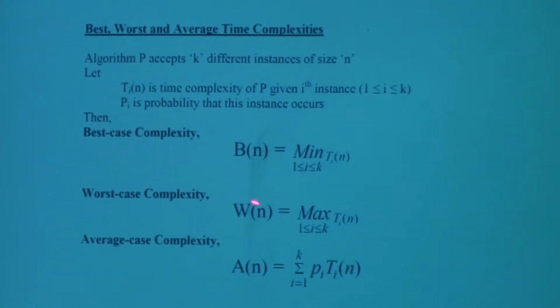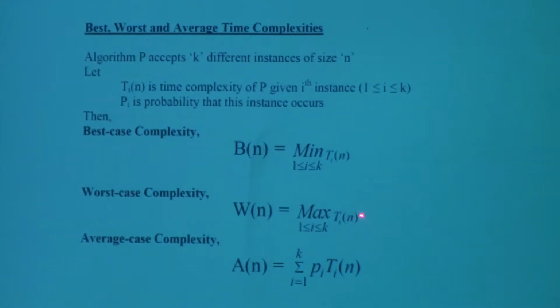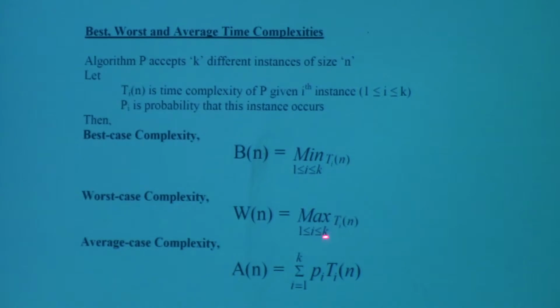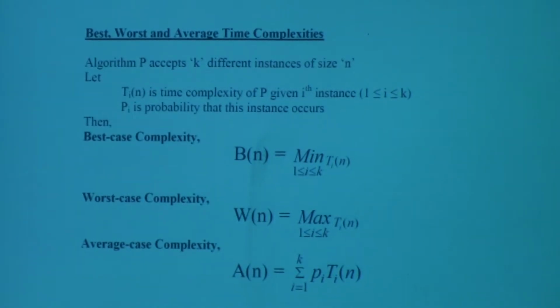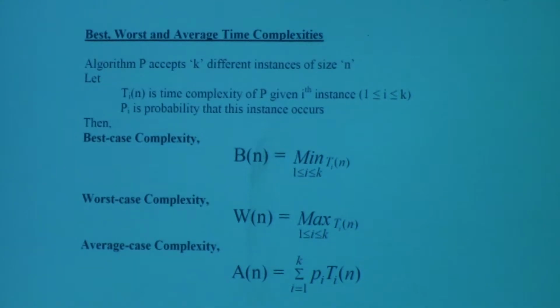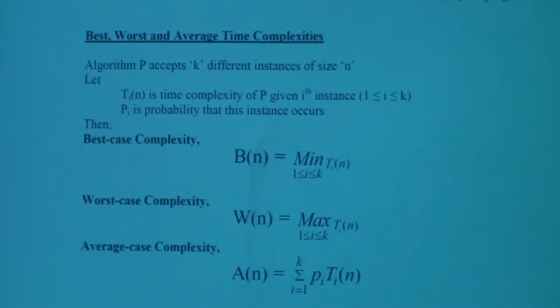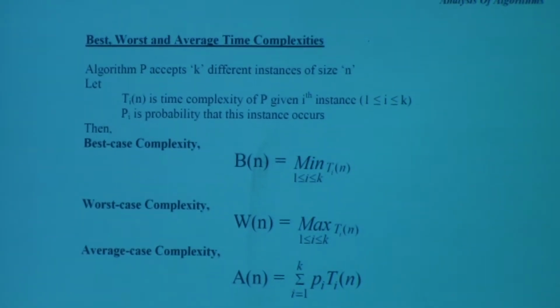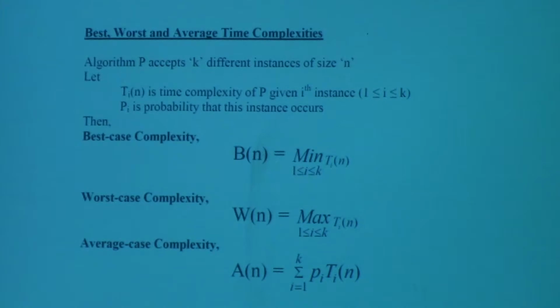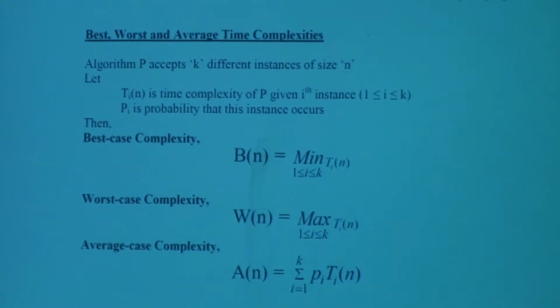So for the worst case, we do the same thing. We look at all the Ti of n's across all the classes 1 through k, and we take the maximum, the worst one. So of course, if we did bubble sort, we pick the one with n minus 1 passes. That's the worst case. Is that realistic? No. It's more realistic than the best case. Okay, and finally, here's where things get interesting.